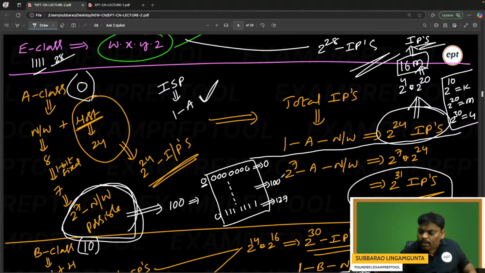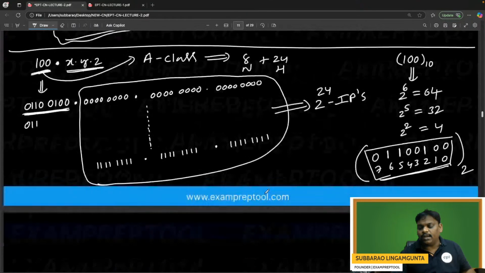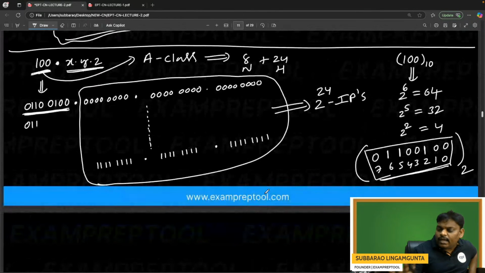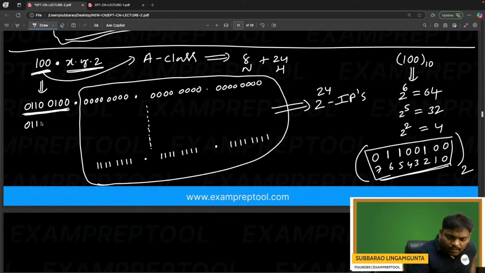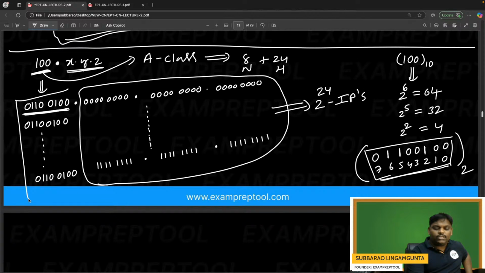Out of them, one of the networks is 100. So we are talking about class A network 100. If you observe, the network part is the same for all of these, because it is the class A 100 network. The network part is fixed and we are not changing it. So we are talking about one class A network.